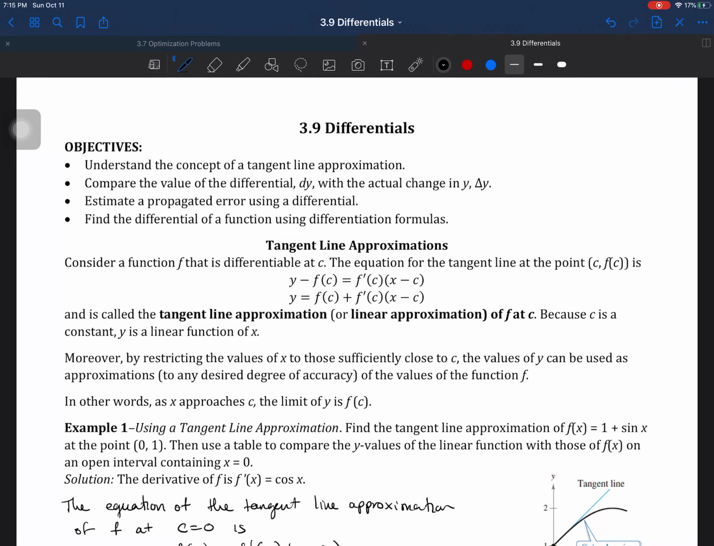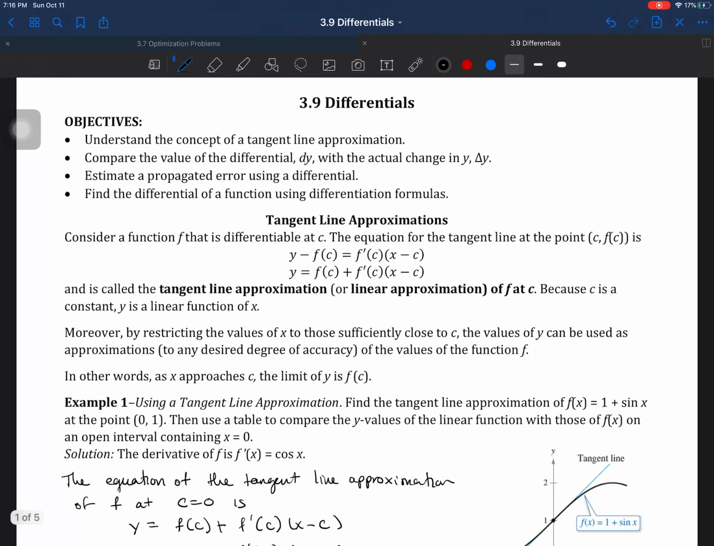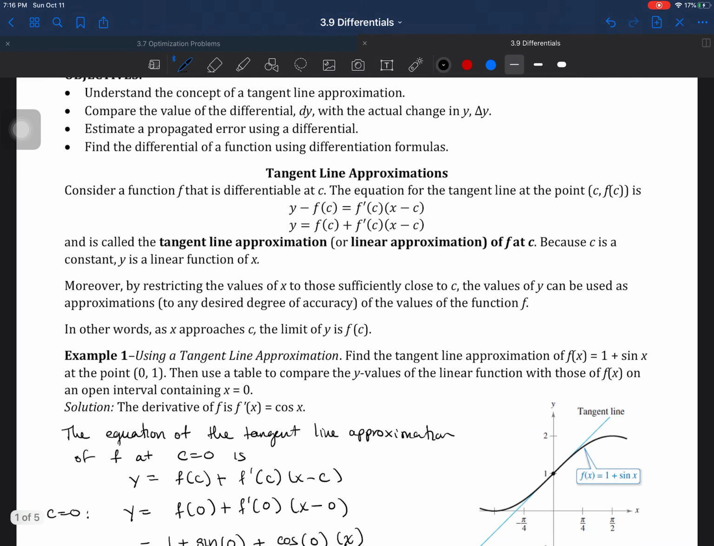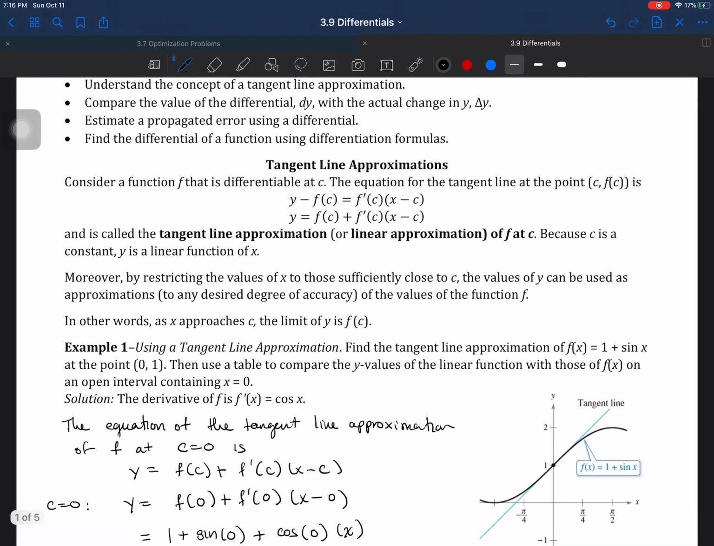The objectives for this section are to understand the concept of a tangent line approximation, and you guys will see how fascinating that is. We're going to compare the value of a differential dy, which we'll define as well, with the actual change of y, that means delta y. Then we're going to estimate the propagated error using a differential, and we're also going to use differentials of a function with differential formulas, and use this to approximate some values.